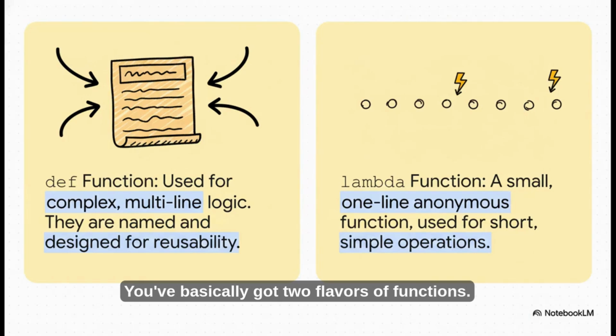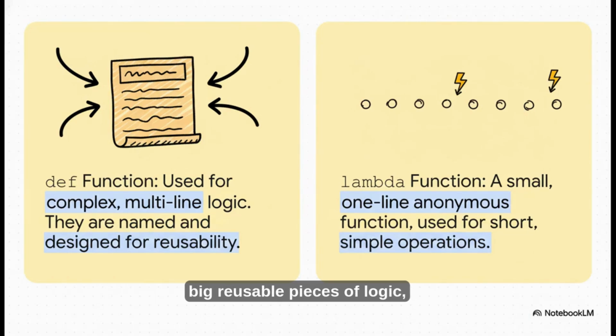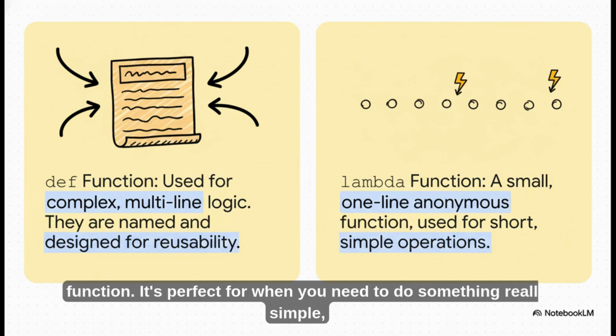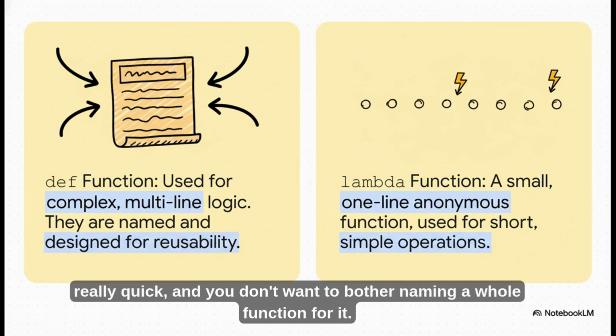You've basically got two flavors of functions. The standard def function is for your big, reusable pieces of logic, but then you have the Lambda function. Think of it as a small, one-line throwaway function. It's perfect for when you need to do something really simple, really quick, and you don't want to bother naming a whole function for it.